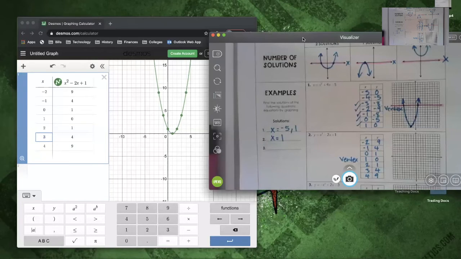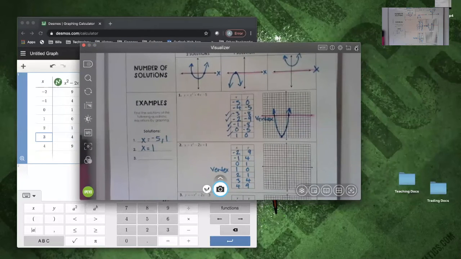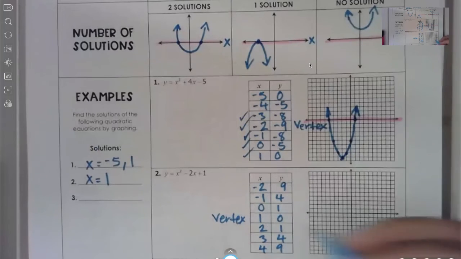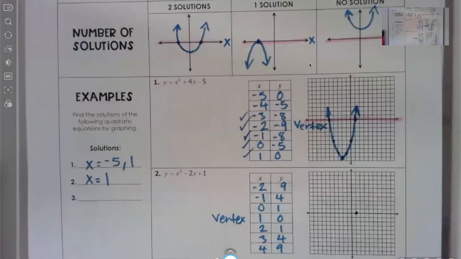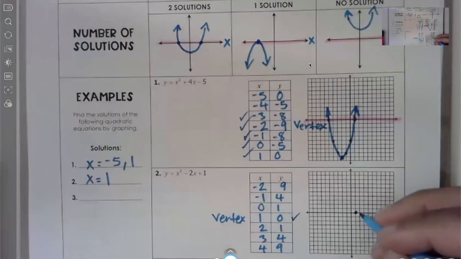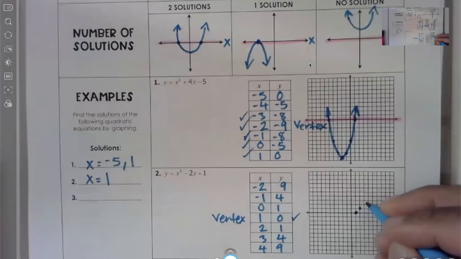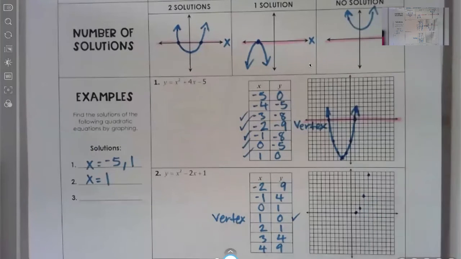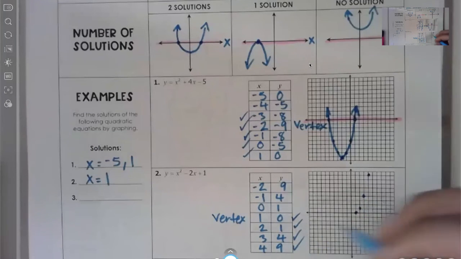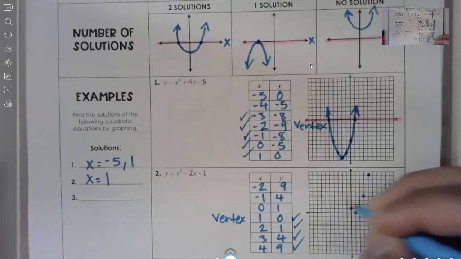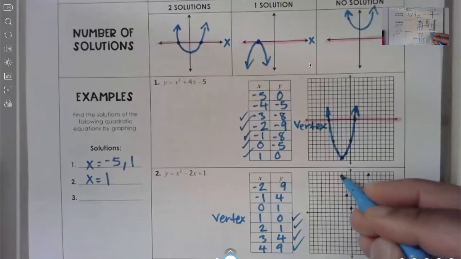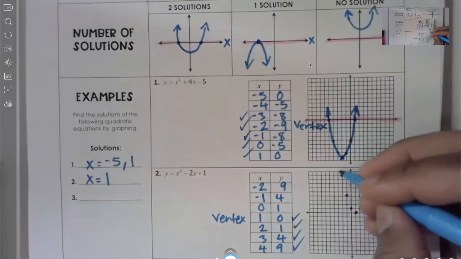So let's go about the process now of plotting our points and getting our parabola. We start here at the vertex, 1, 0. Then we're going to have 2, 1, 3, 4, and then 4, 9. 1, 2, 3, 4, 5, 6, 7, 8, 9. And then we got that. And then we're going to have 0, 1, -1, 4, and then -2, 9. Okay, and then I can graph my parabola.